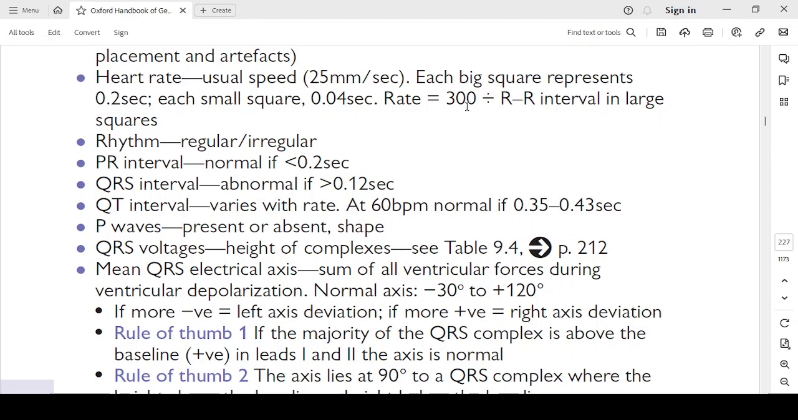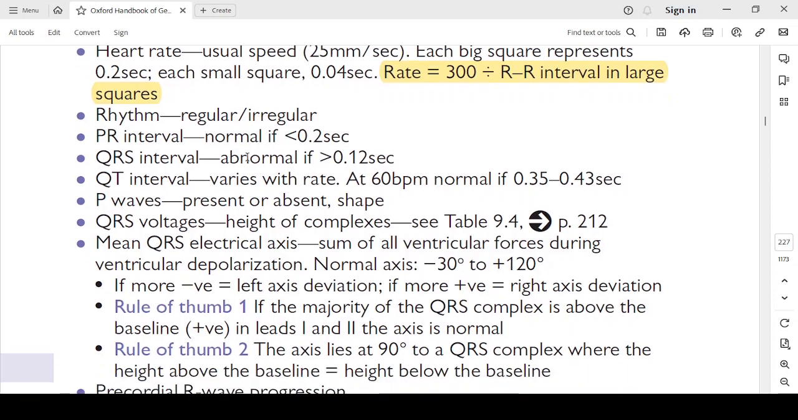Rate is 300 divided by RR interval in large squares. So this is how you calculate heart rate in an ECG. You divide 300 by the RR interval, either 2 squares or 3 squares. You divide the 300 by that, and then you will find the heart rate. Rhythm.